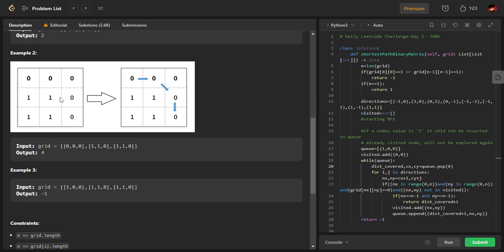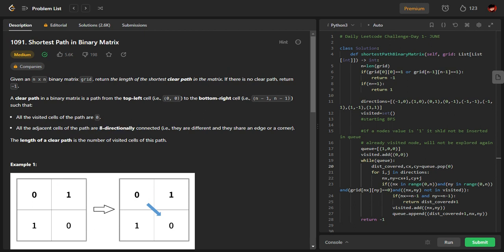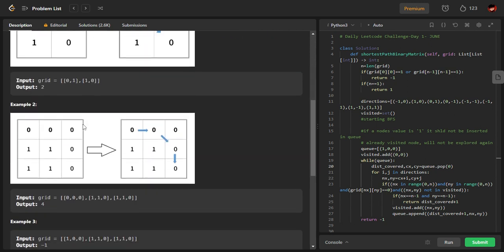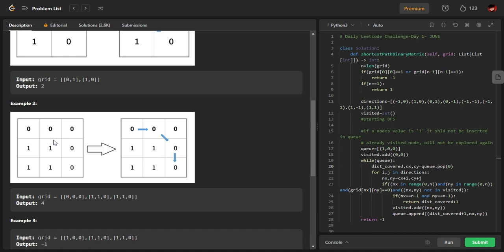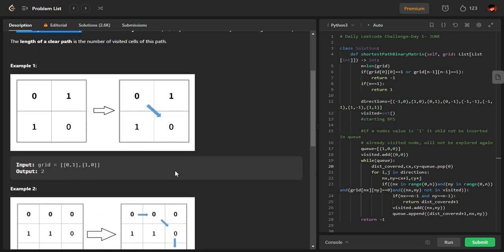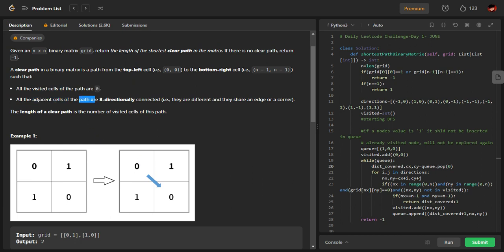The first condition here says that all the nodes in our path should be zero. That means we should not consider those nodes which are numbered one. They should not be included in our path while finding the shortest path. As you can see here, this is one kind of path. Let us first talk about only paths, then we will come to what could be the shortest path. You can move right, then move directly to the bottom. That is one path, or you can take this diagonal also. The second point they are trying to say here is that the path which you are going to take, while finding the shortest path, could be 8 directionally connected.